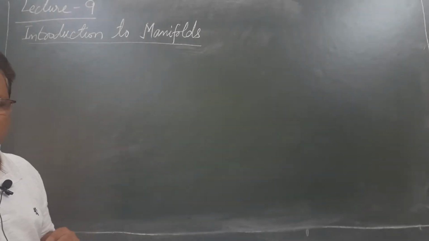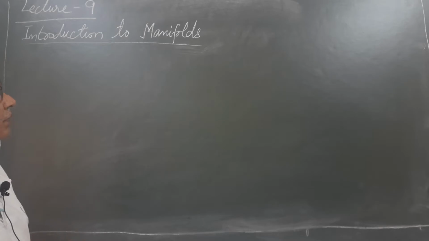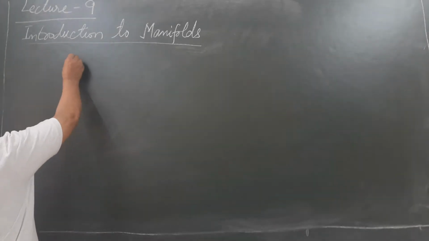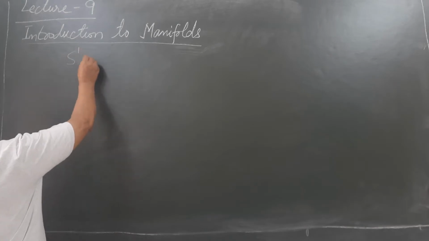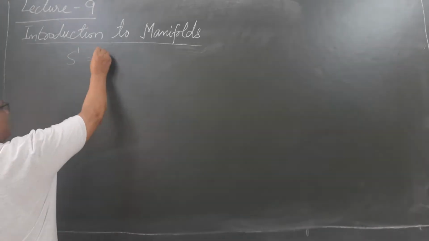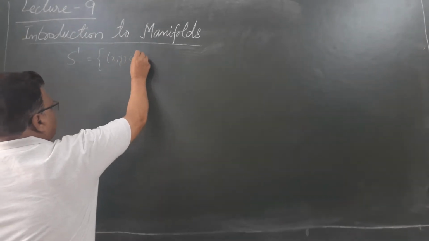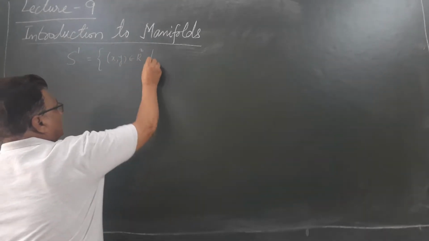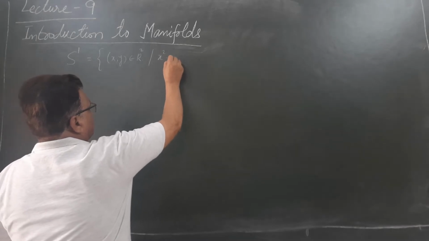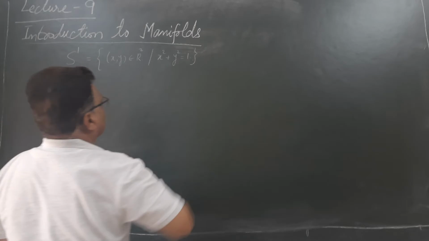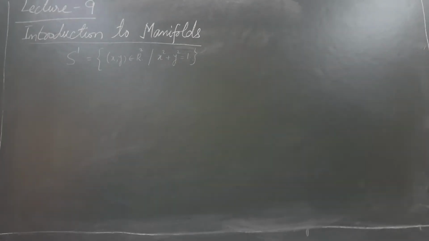So, yesterday we were discussing some examples of manifold, topological manifold. The last example was that of a circle. We considered a unit circle, that is the set of points in R2 such that x square plus y square equal to 1. This is set theoretically the unit circle with center at the origin.